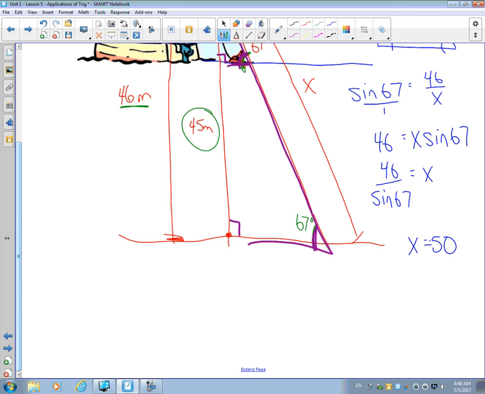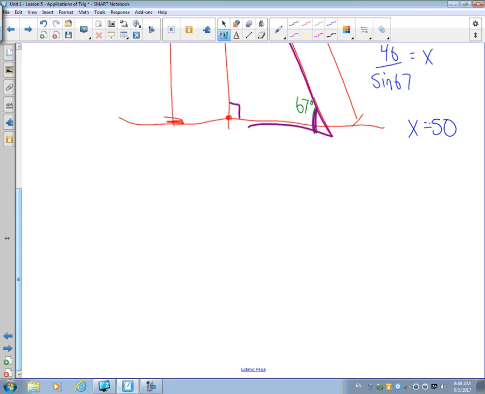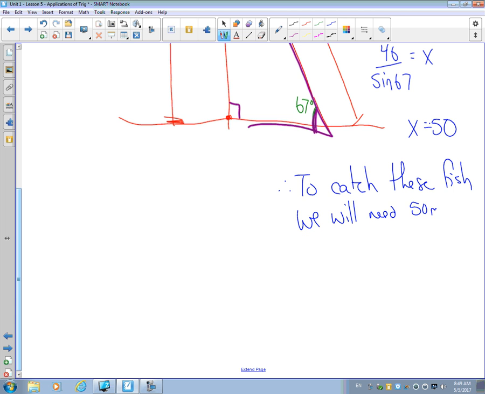So therefore, to catch these fish, we will need 50 meters of line.